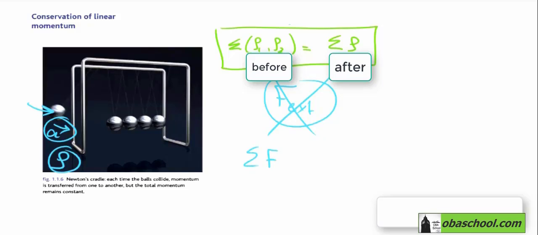So if we change the momentum, we would be changing the P before. And if the P before is changed, it would not be equal to the P after. Hence, we would be breaking the conservation of linear momentum.